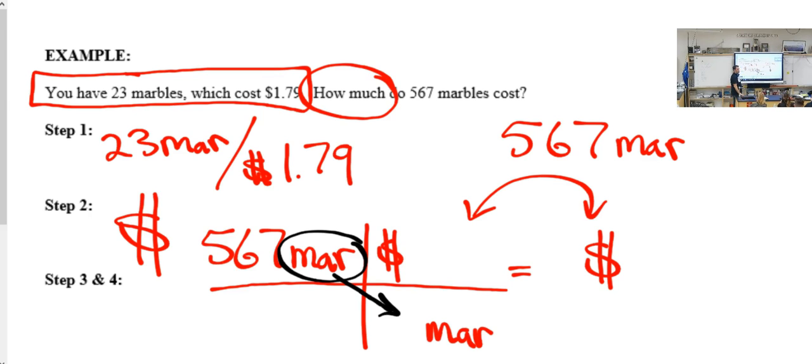So what's tied to money? 1.79. What's tied to marbles? 23. Then, what do you do to the two numbers on top? You cancel the units, that is true, but you multiply the numbers on the top, and then you divide that answer by that number. There are calculators in a box over there. Yes, you can use your phones.